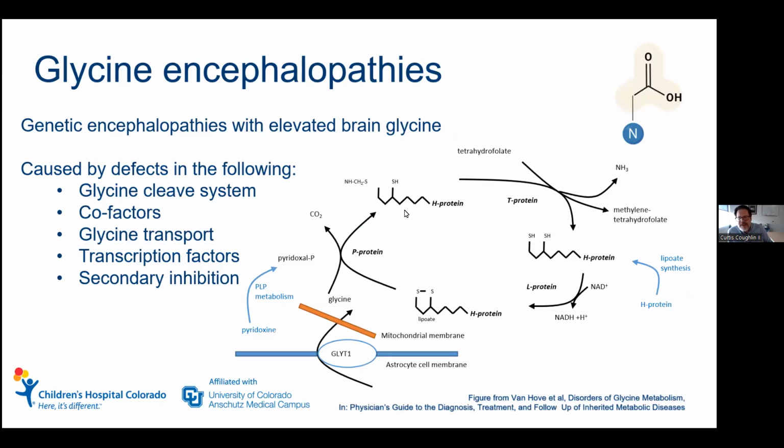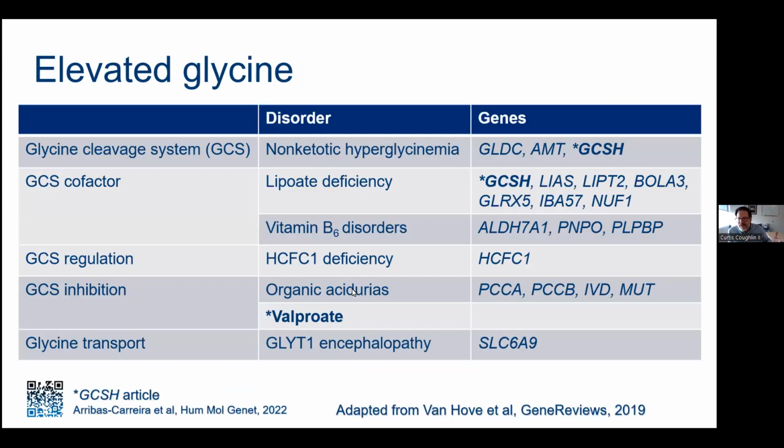So I tend to show things visually in a few different ways because I think we all learn differently. Here is a figure of glycine metabolism from a book chapter that Dr. Van Hove wrote with a couple of us, including me as an author of this one. And here's a table for those of you who want something a little bit more concrete and table oriented. There can be defects in the enzyme that really metabolizes glycine, the glycine cleavage enzyme.